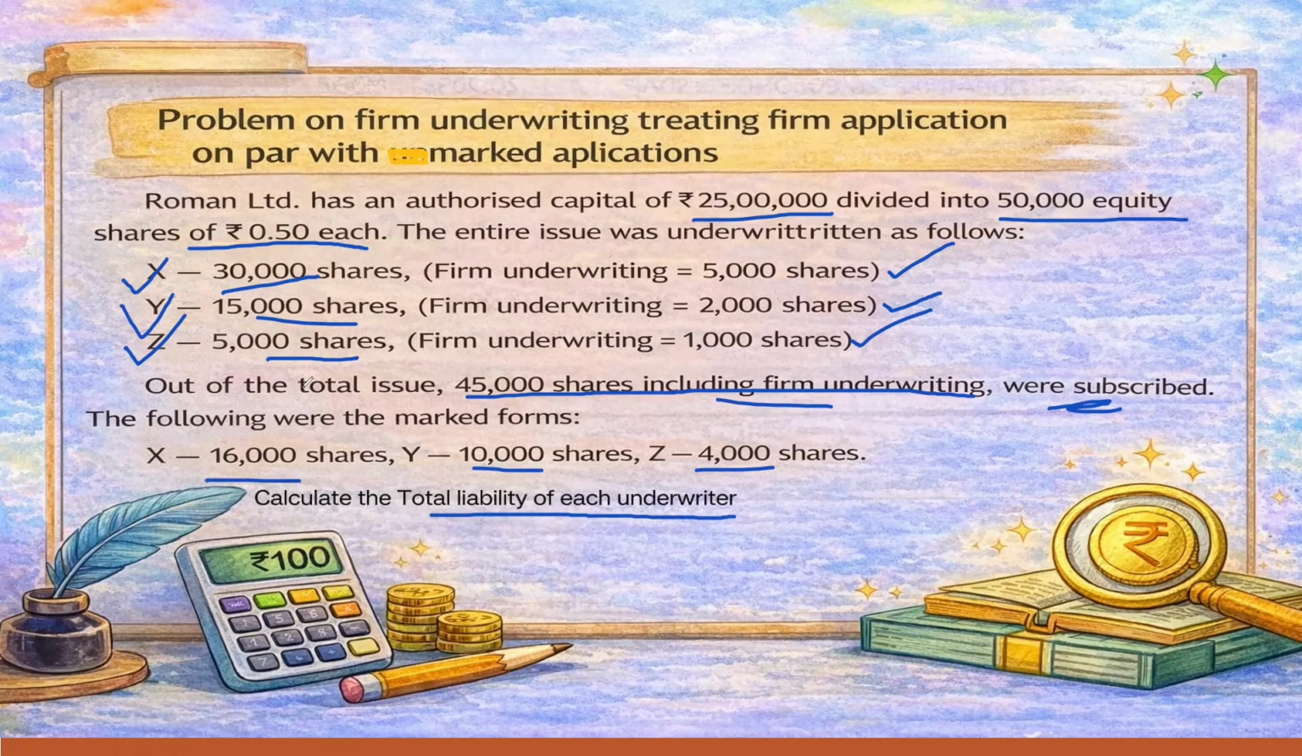So remember here, as I said in the last video also, when excluding firm underwriting, then we consider firm underwriting in unmarked application. So in the question it has given excluded firm underwriting. Then when including firm underwriting, it will be already considered under the marked application. That means whatever marked application has given for X, 16,000, in that 5,000 shares of firm underwriting is also included. Okay. So likewise for Y and Z.